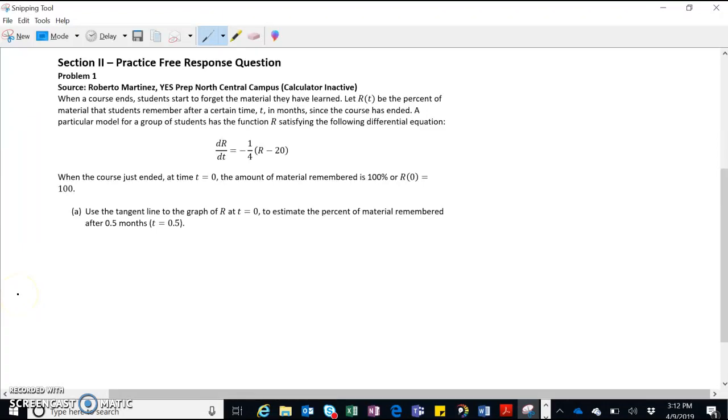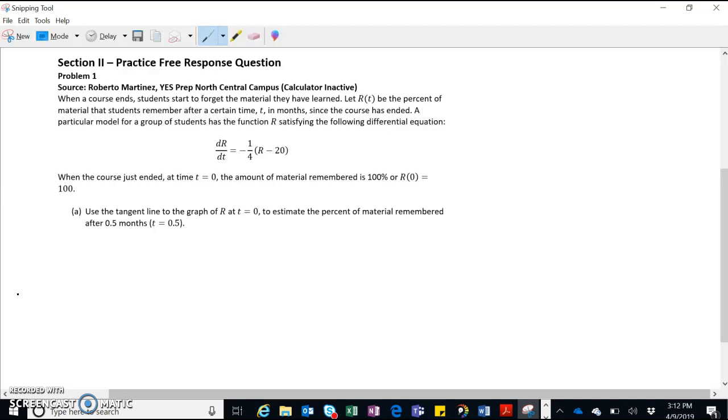Okay guys, so if you follow along in your packet and take notes on this free response question, it's really going to help you out on one of the free responses tomorrow. So feel free to pause the video and take notes, try and work ahead, come back and check your work, all those good things so that you're preparing for your test.